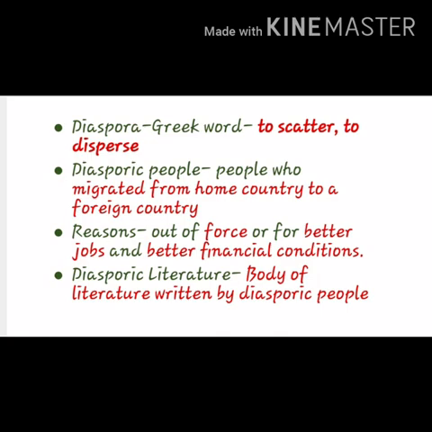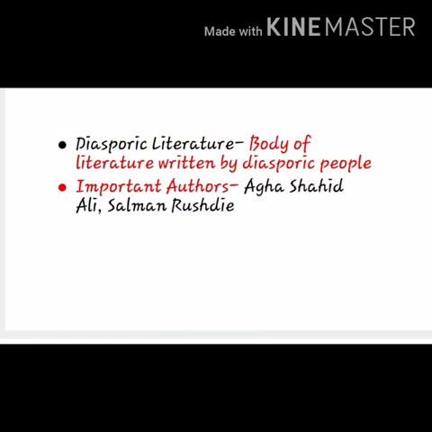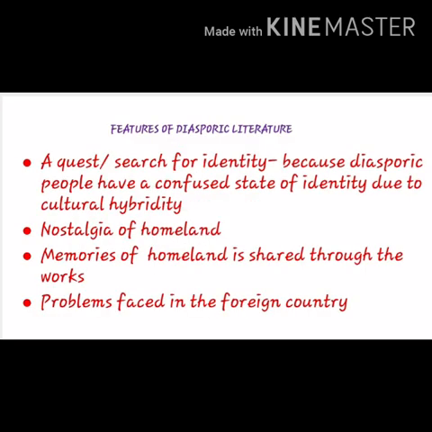And diasporic literature means a body of literature that is written by diasporic people, that is the people who have moved to a foreign land, and the literature written by this group of people is what we call diaspora. There are different features for diasporic literary works. First thing is that these diasporic people have the problem of multiple cultures, that is they are born in a particular country and they have the culture of this home country which they are born with. Then they have another culture of the foreign country where they are now residing.